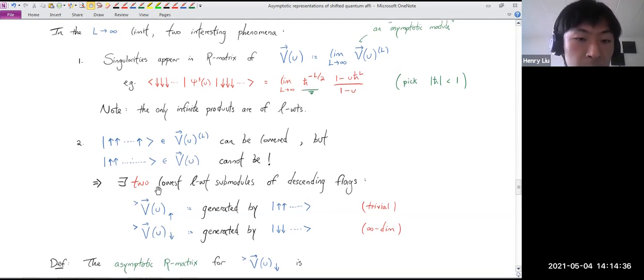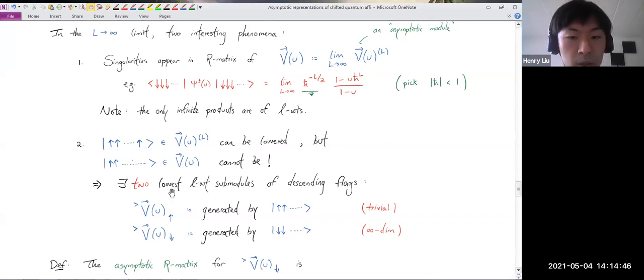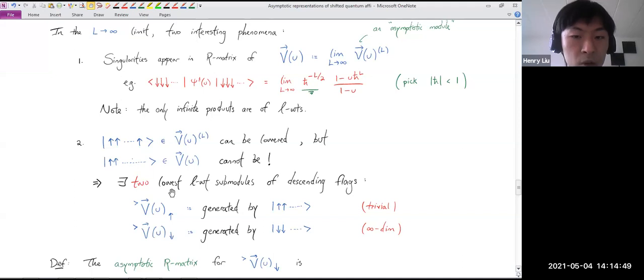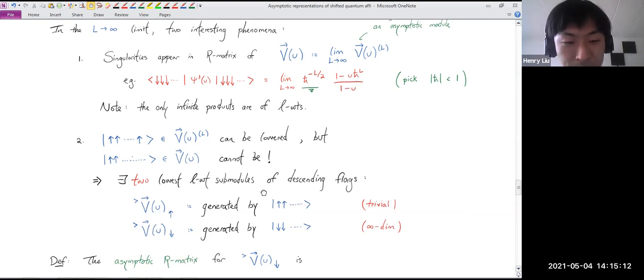So actually, in the case of SL2, in the L goes to infinity case, we'll get 2 different lowest loop weight submodules. And these will both be modules of descending flags. The first one will be generated by this vector of all up arrows. And that's actually the trivial representation, because you can't lower it, but you also can't raise it, right? So it's isomorphic to the trivial representation.